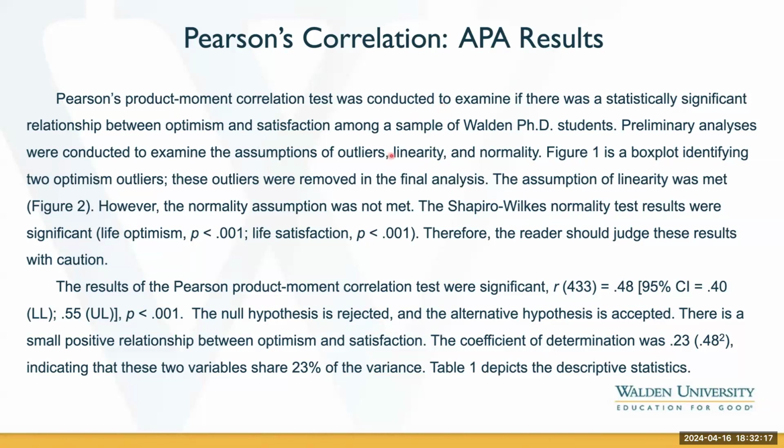Now, the next assumption was linearity. And we say the assumption of linearity was met, and we have a Figure 2, which will be the scatter plot that we looked at. And then we say, finally, the normality assumption was not met. And how do we know that? Because we looked at the Shapiro-Wilk test, and we saw that the p-values were less than 0.05 for those two variables. So you see, we did something, and then we just told the reader what we did.